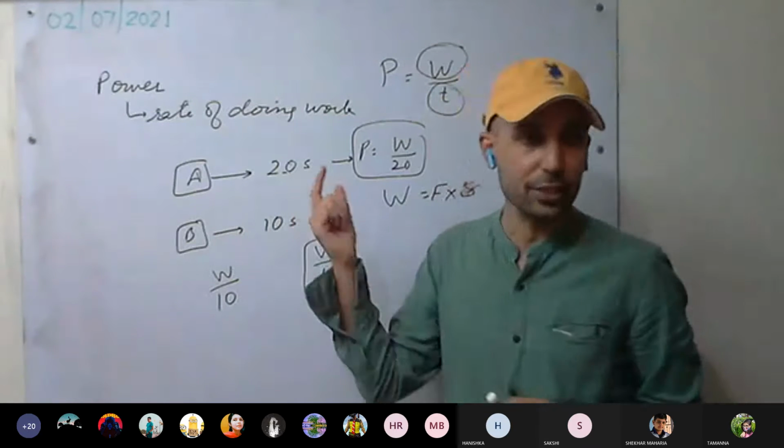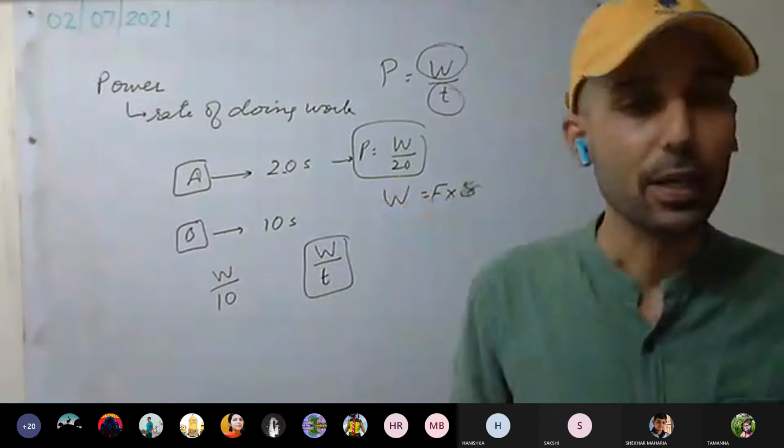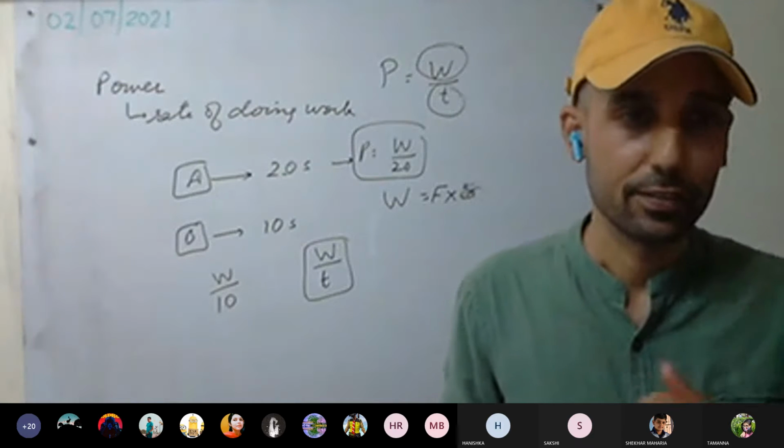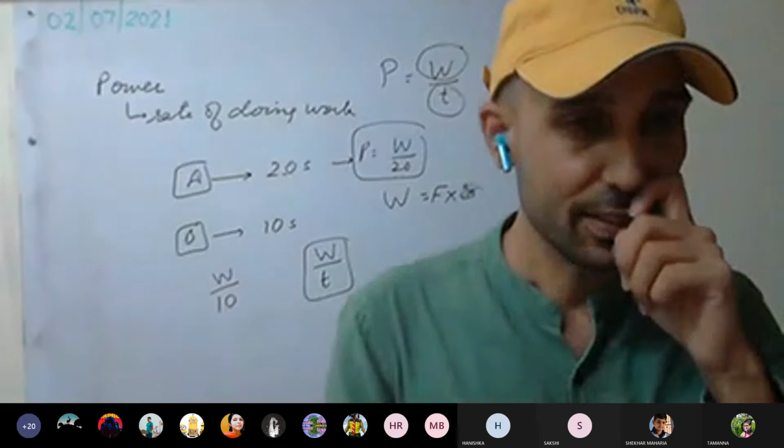Whereas A is spending less energy per second, so less work is done. So who has more power? B has more power. He is spending more power. This is clear?